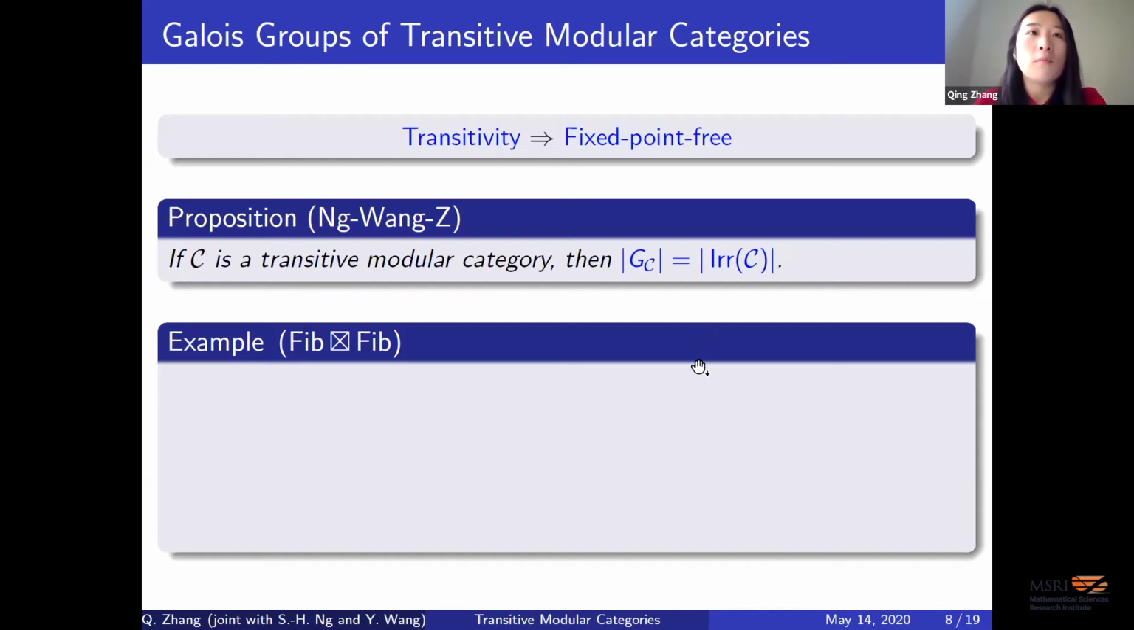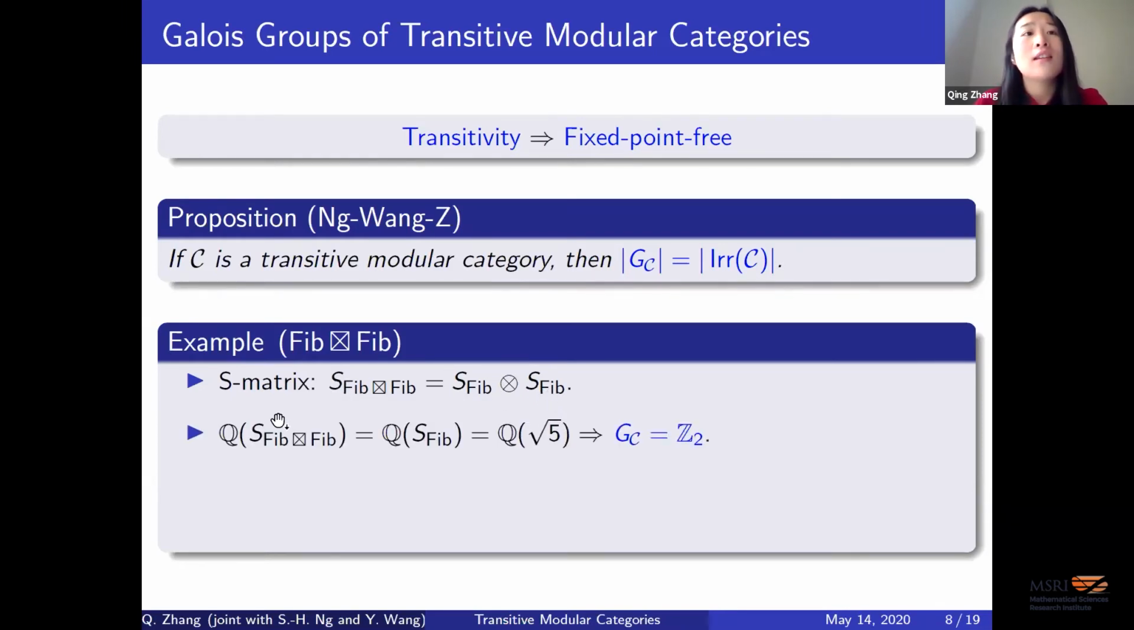Let's look at an example. We know that the Fibonacci category is transitive. So we want to take the Deligne tensor product of this with itself and check if it is still transitive. The S matrix, up to permutation of rows and columns, is equal to the Kronecker product of these two S matrices. So we can see that Q adjoining the entries of this new category is the same as the old one, which is still Q adjoining the square root of 5. So G_C is still isomorphic to Z2.